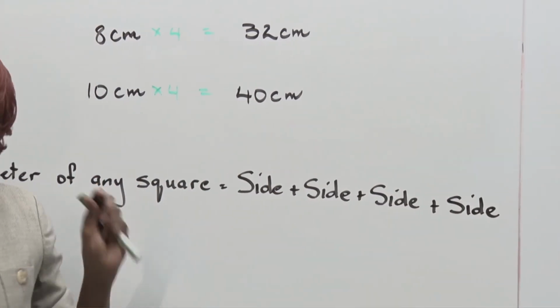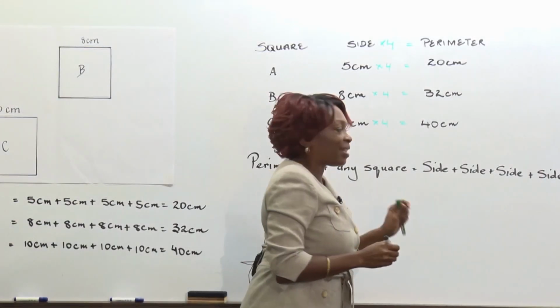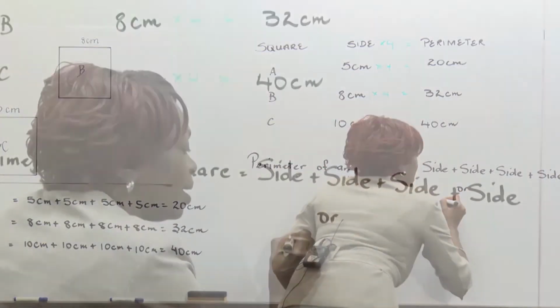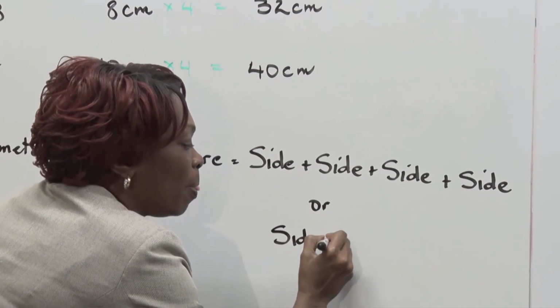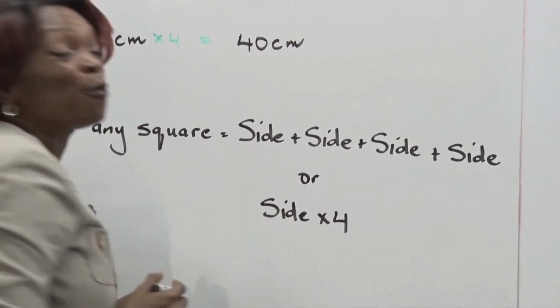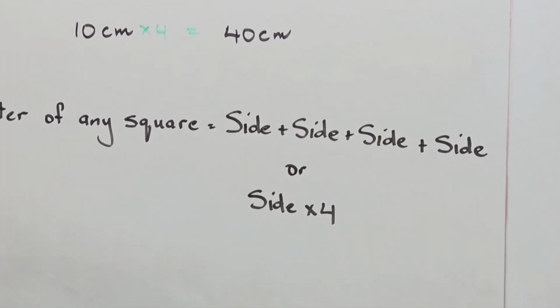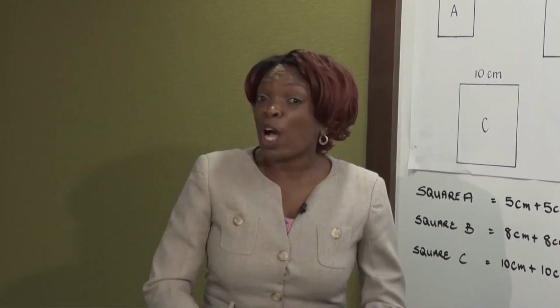As I said, side add side add side add side, or side multiplied by 4. Remember, children, either one can be applied. Now that you've understood that, boys and girls, the next time we will look at the perimeter of rectangles. What I want you to do for homework is to go and research so that when we meet again, you will know.